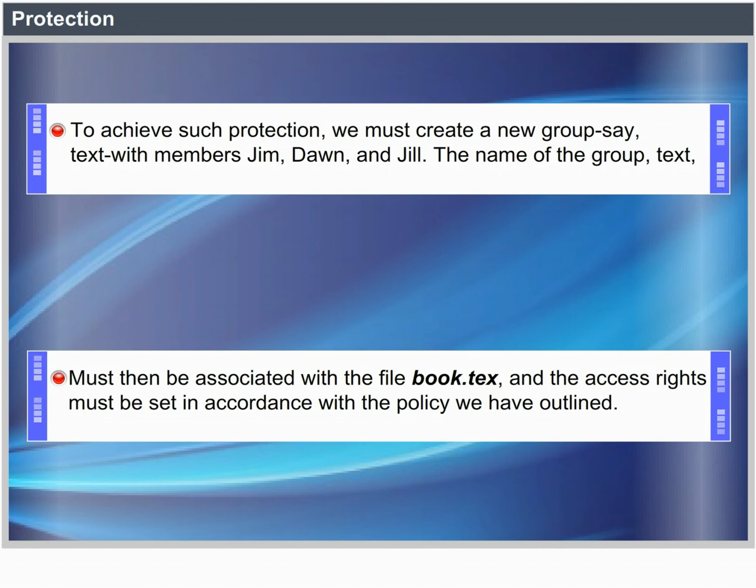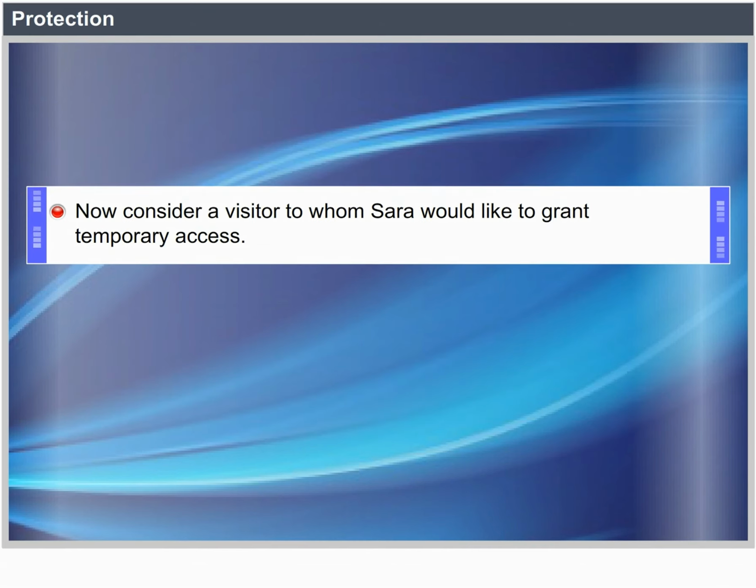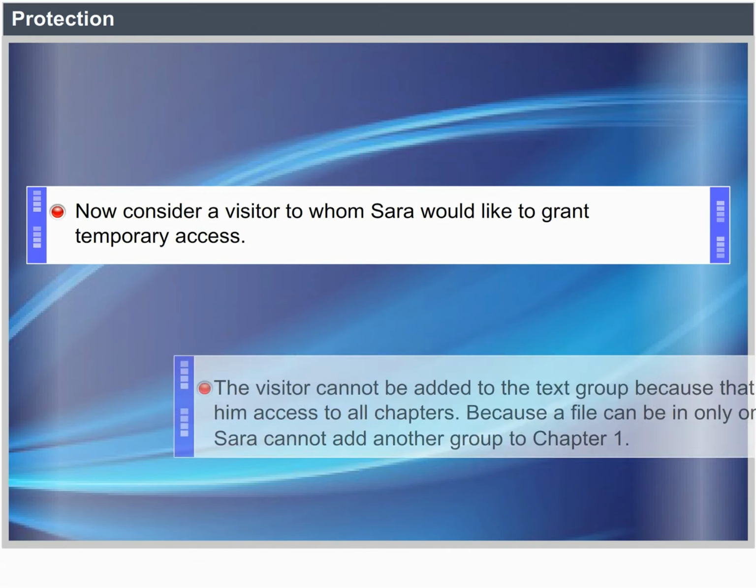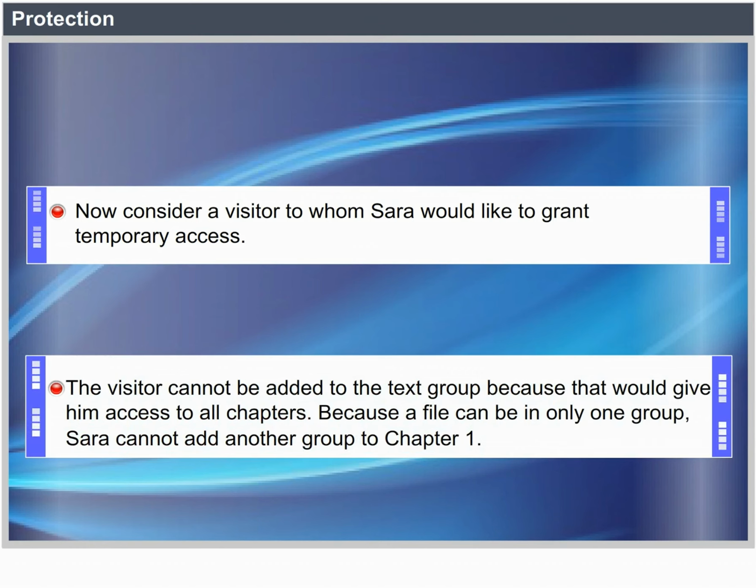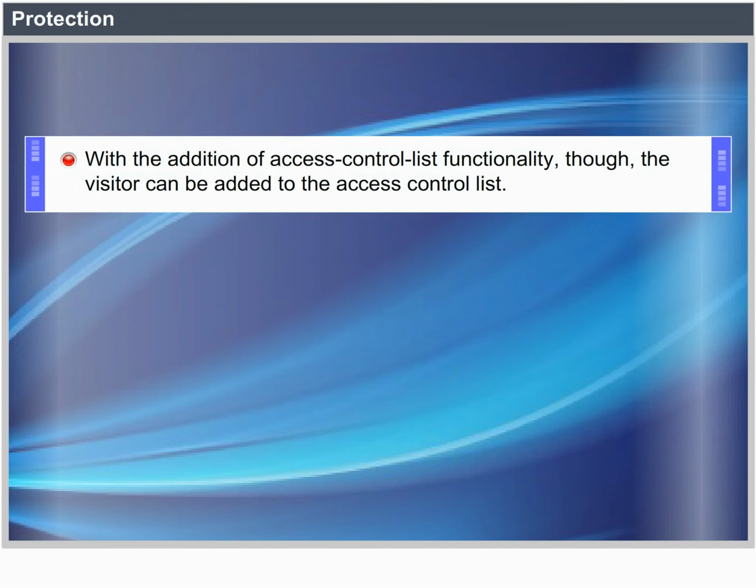Now consider a visitor to whom Sarah would like to grant temporary access. The visitor cannot be added to the text group because that would give him access to all chapters. Because a file can be in only one group, Sarah cannot add another group to chapter 1. With the addition of access control list functionality, though, the visitor can be added to the access control list.